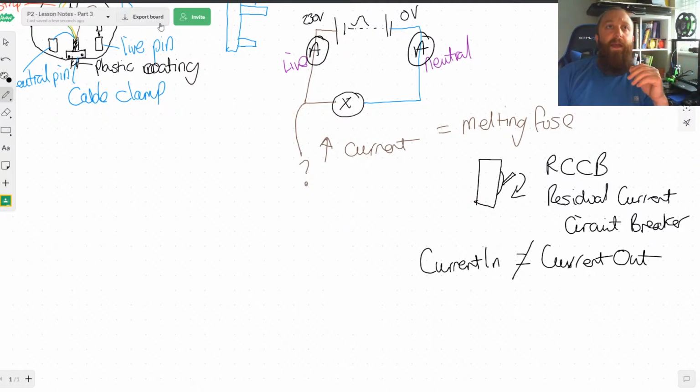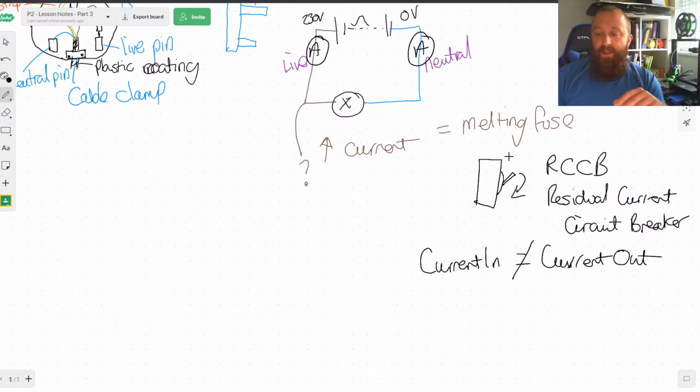Okay, so yeah, they're just using miniatures, but they're still RCCBs, they're just smaller versions of them. So as soon as those change in terms of current, the switch trips or flicks down. I'm not going to try and say that too quickly.